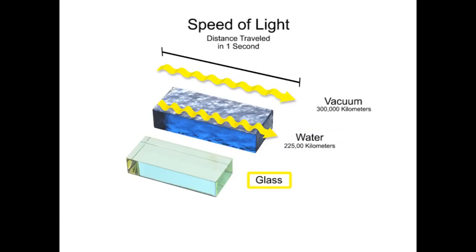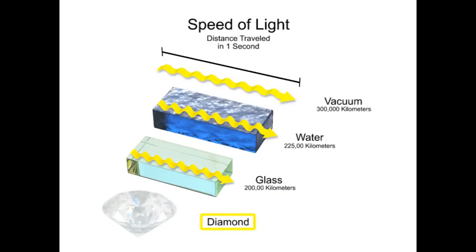In glass, light travels at 67% of its speed in a vacuum, so the light speed is 300,000 times 0.67, or about 200,000 kilometers per second. Light travels very slowly through a diamond at about 41% of the speed of light, or 125,000 kilometers per second, which is less than half the speed of light in a vacuum.